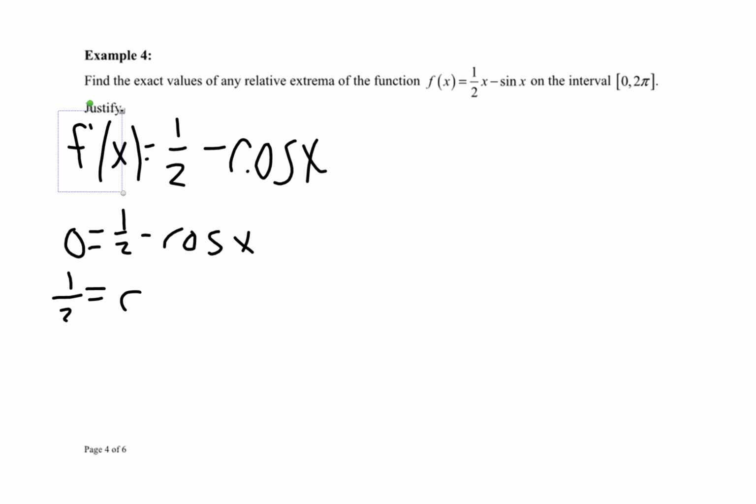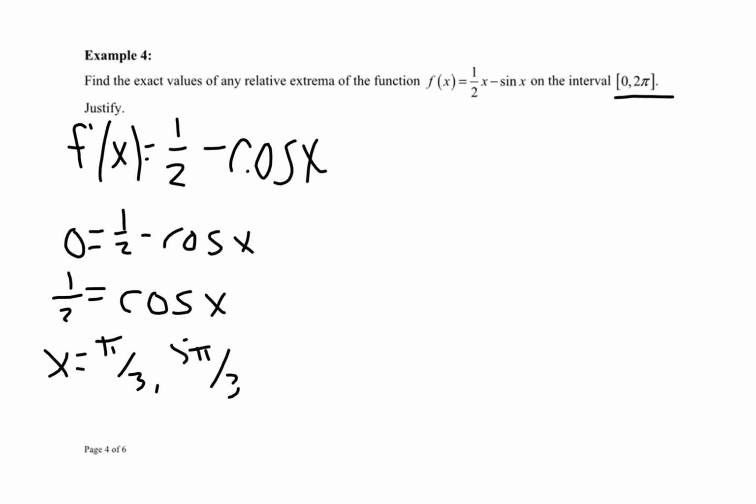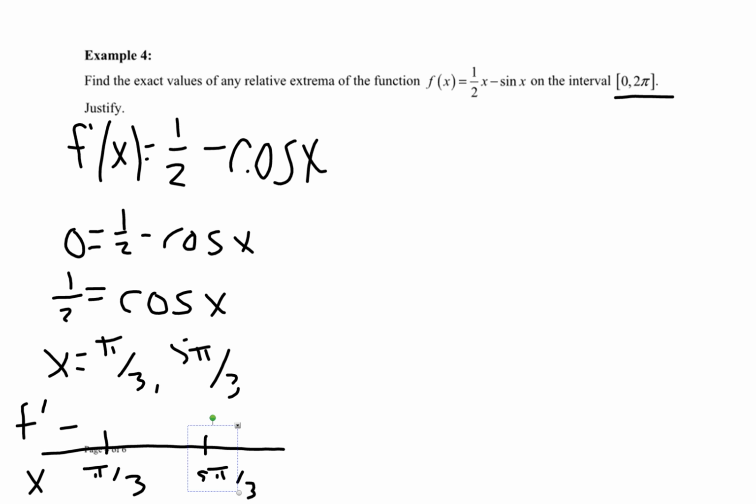So where does cosine equal 1/2? And remember, we're on the interval from 0 to 2 pi. So that would be at 1/3 pi and 5/3 pi. That's what goes on our number line. 1/3 pi and 5/3 pi. Those are our x values, and we're checking the sign of f prime. So if you plug in numbers, you should get negative, positive, negative. Tell me if you don't.